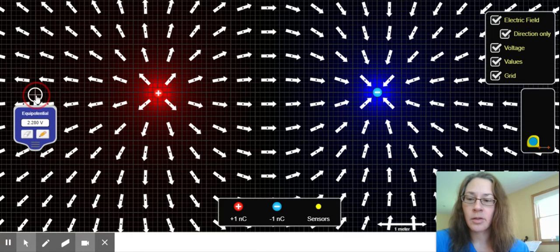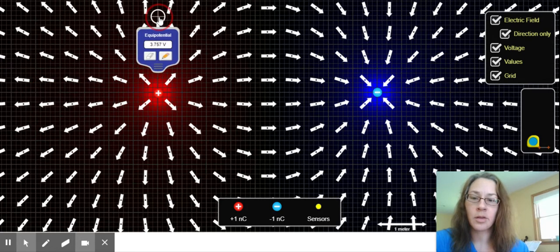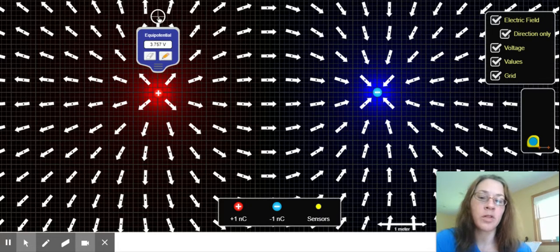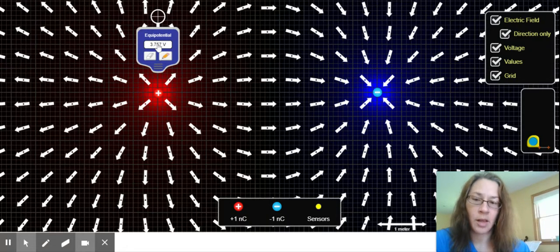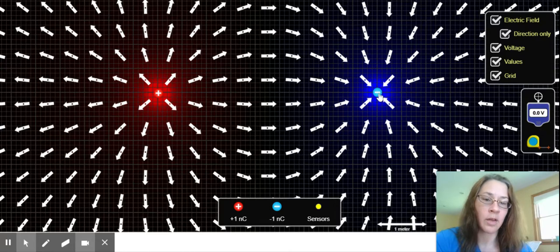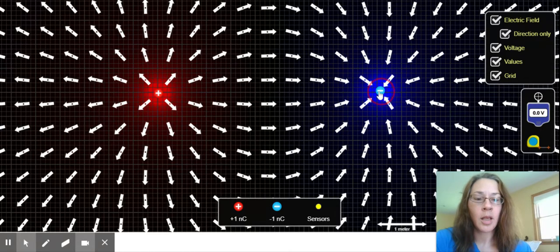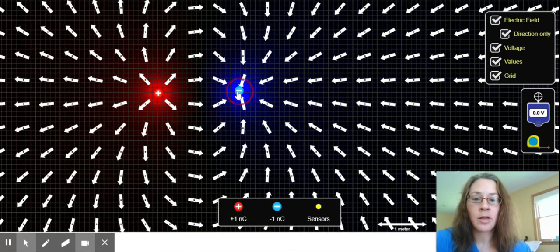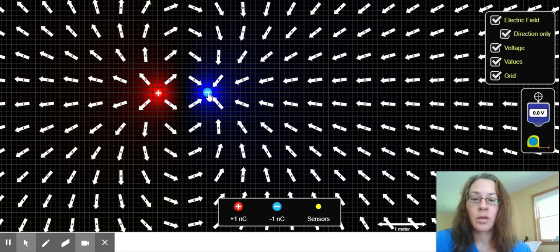Now, 2.698 volts, 2.280 volts, 3.757 volts. Again, what do you notice about the charge that's the same or different from when it was on the other side of the electric field? And what happens to that electric field when we move the two charges close to each other?